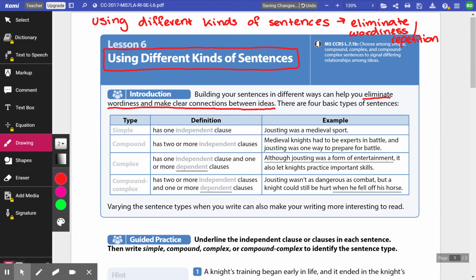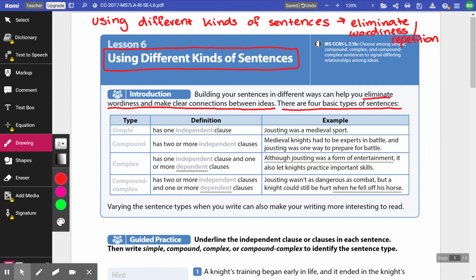So, we've discussed the 4 different types of sentences before: simple, compound, complex, and compound complex, but we haven't really used them a ton. We have worked on identifying them and picking out different things within these types of sentences, but we haven't really practiced using them a ton, and that's where this workbook lesson is going to get us. We're going to learn how to actually use these different types of sentences in writing. So, there are 4 basic types of sentences. So, these are the 4 types that we have been talking about this entire time.